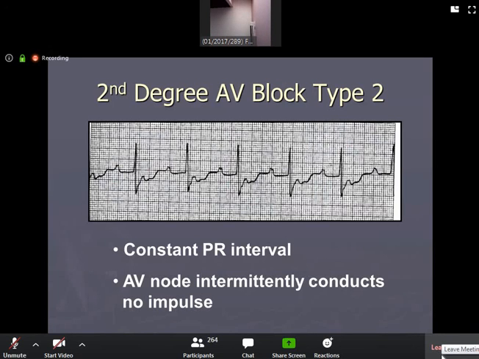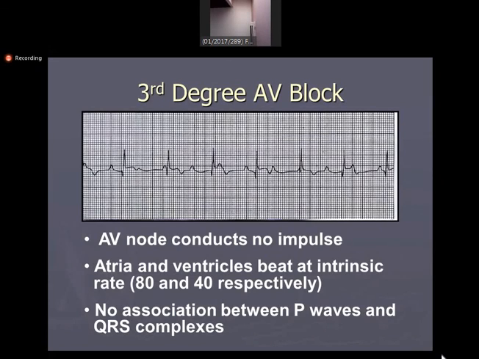There is another type of block which is called the second degree AV block.